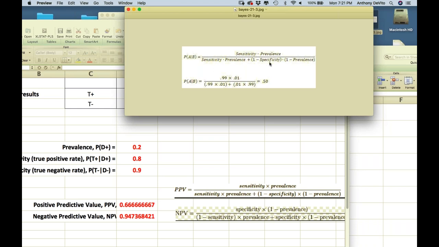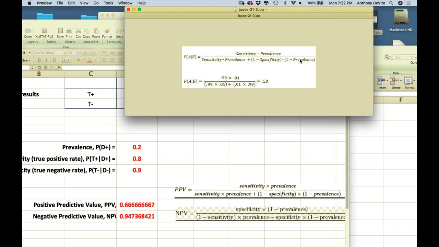Well, first of all, we have 1 minus the specificity. What was the specificity? It was 90%. 1 minus that is 10%. This is the percentage of time that we get it wrong on the people that are negative. We get it wrong 10% of the time, times 1 minus the prevalence. The prevalence is only 10%, so 1 minus that would be 90%. So 90% of the people don't have the disease, and we get it wrong 10% of the time, right?